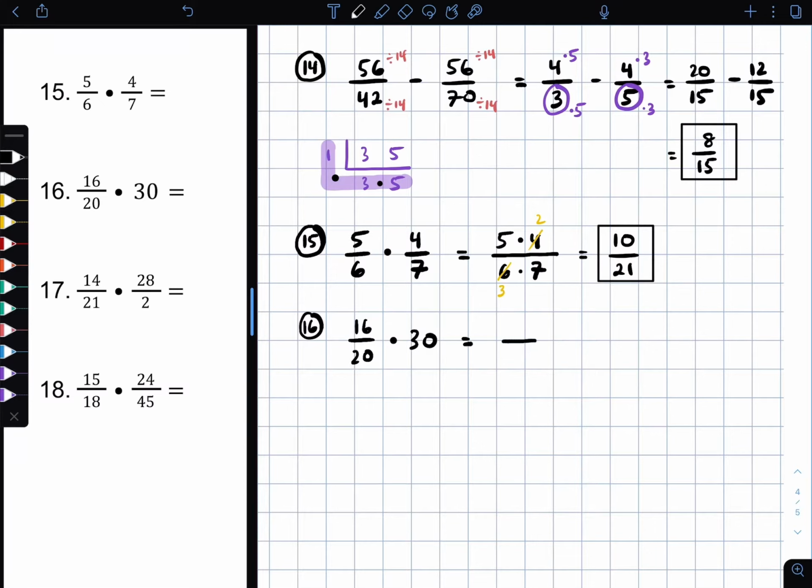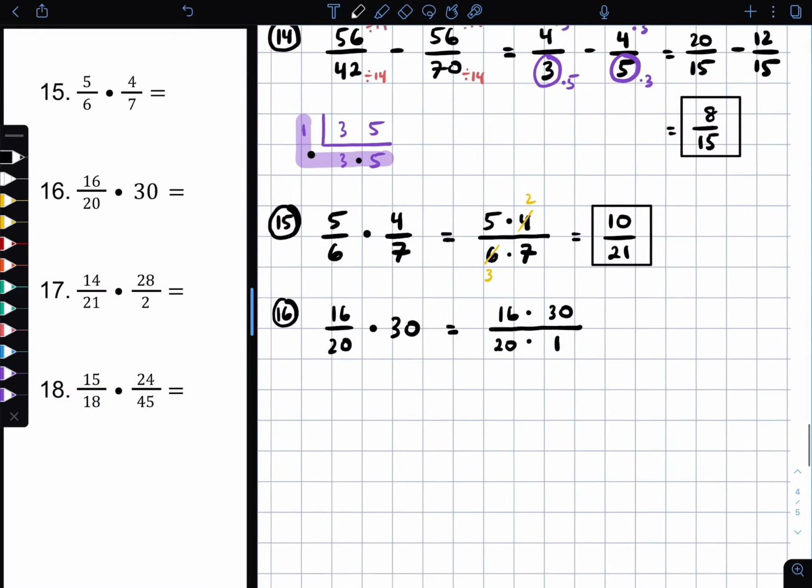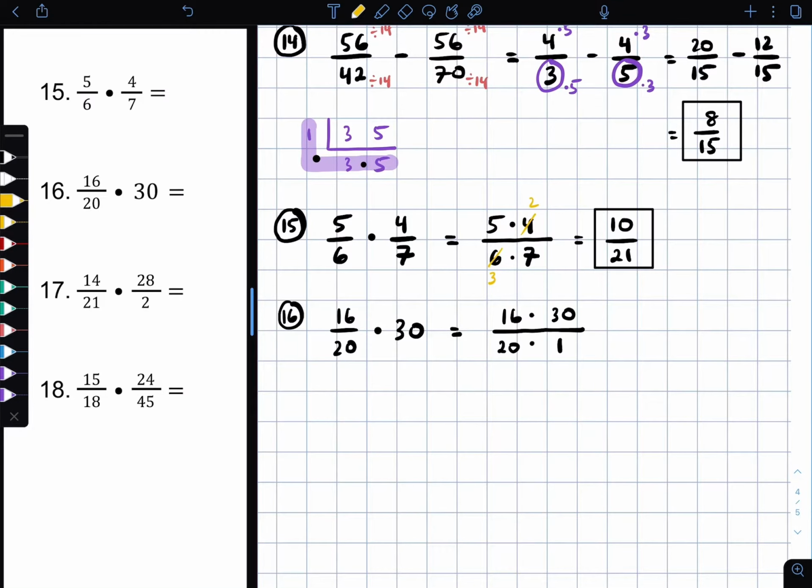Okay, so how can we deal with this one? So 16 over 20, we'll keep that the same. 30 as a fraction is 30 over 1. Okay, we can write the 1 because we're not writing prime factorization. It's not a big deal. I think we can divide this by 10 and divide this by 10. So we just have 3 and 2. And then 16 and 2 are both even, so divided by 2, that becomes 1. And divide 16 by 2, we get 8.